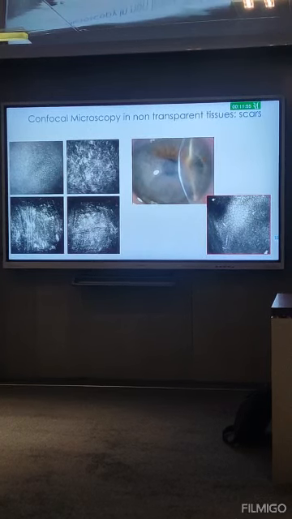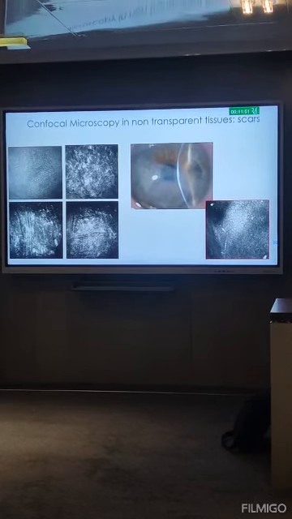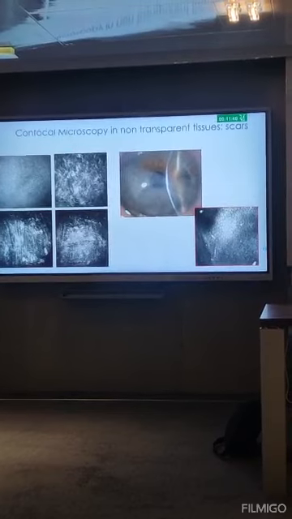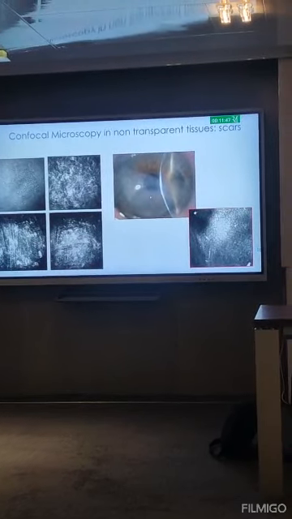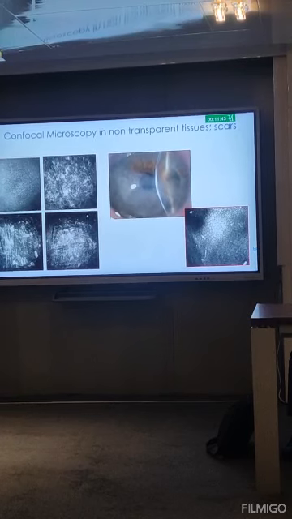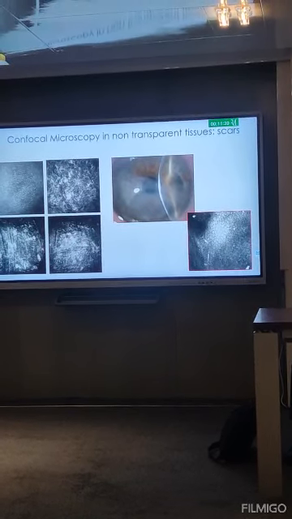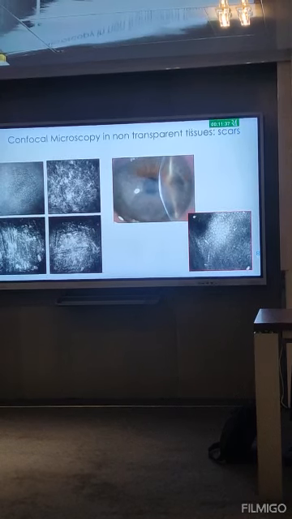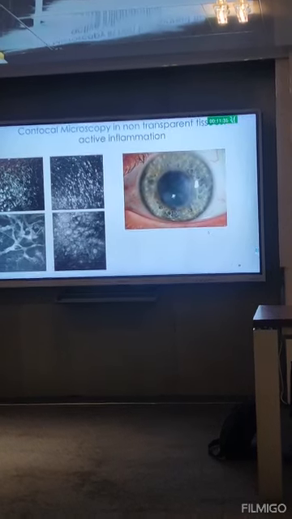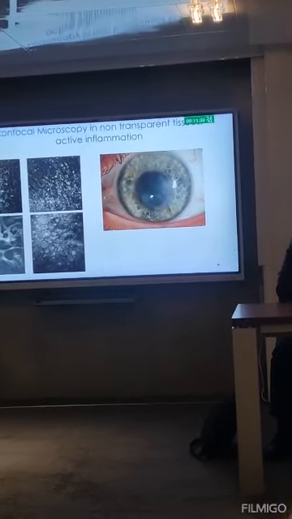So if you want to know, in this patient for example, whether to perform a DALK or a keratoplasty, of course you want to know if the endothelium is damaged, and you cannot do that with a specular microscope, but you can with a confocal. You see that the stroma is involved until the very rear part, but the endothelium is fantastic in this case. Also, you can assess some kind of active inflammation.